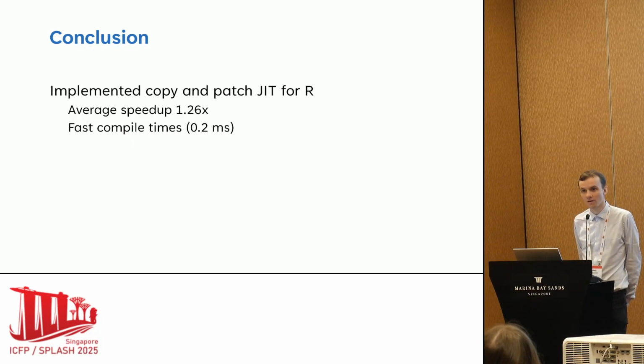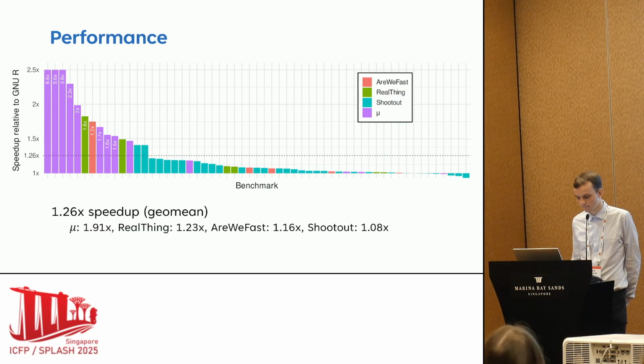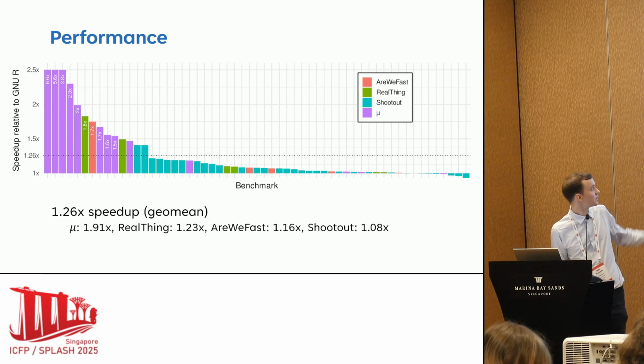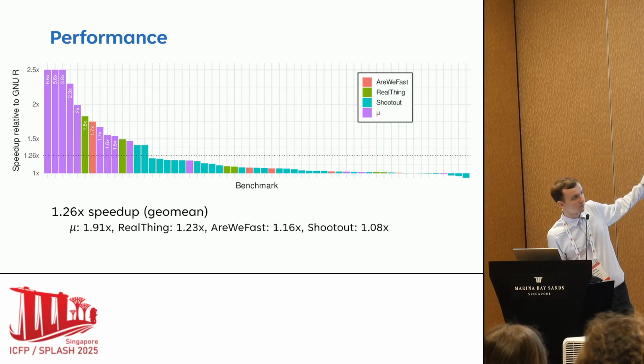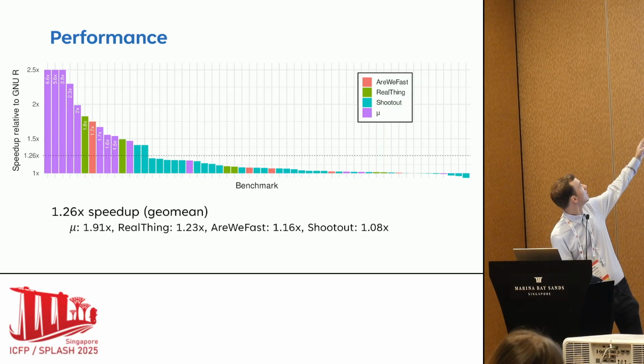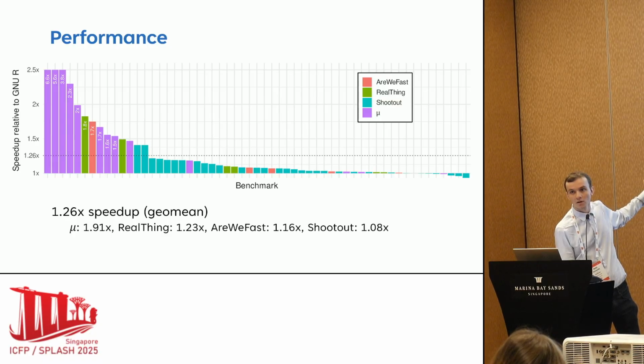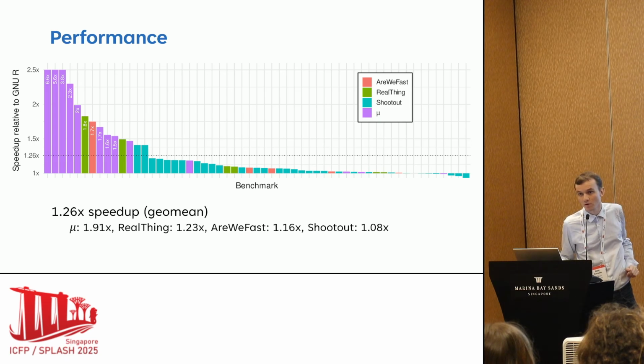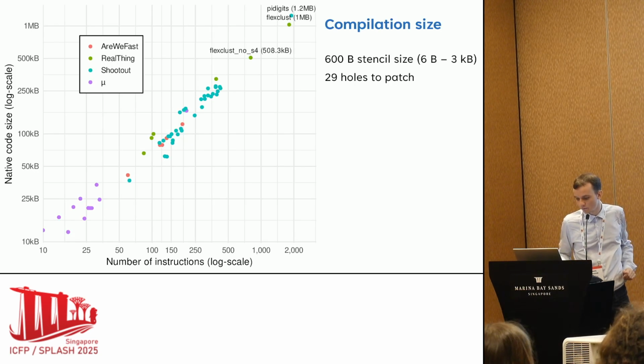You report an average speedup of 1.26 times. But I'm curious to know what the median speedup is, or confidence bounds on that. Oh, this is the geomean speedup that you see here. These are all the benchmarks that we had. I see. Can you go back to the scatter plot? Oh, yes.